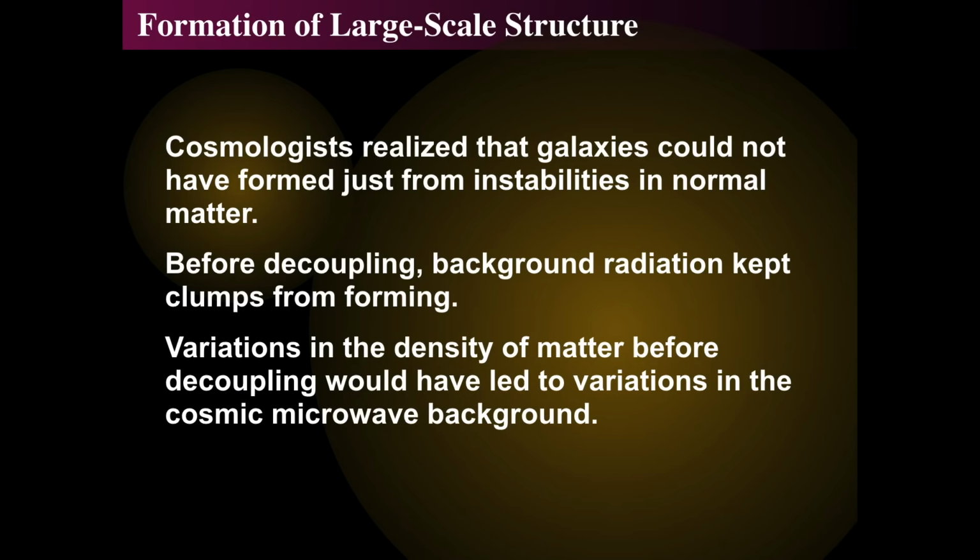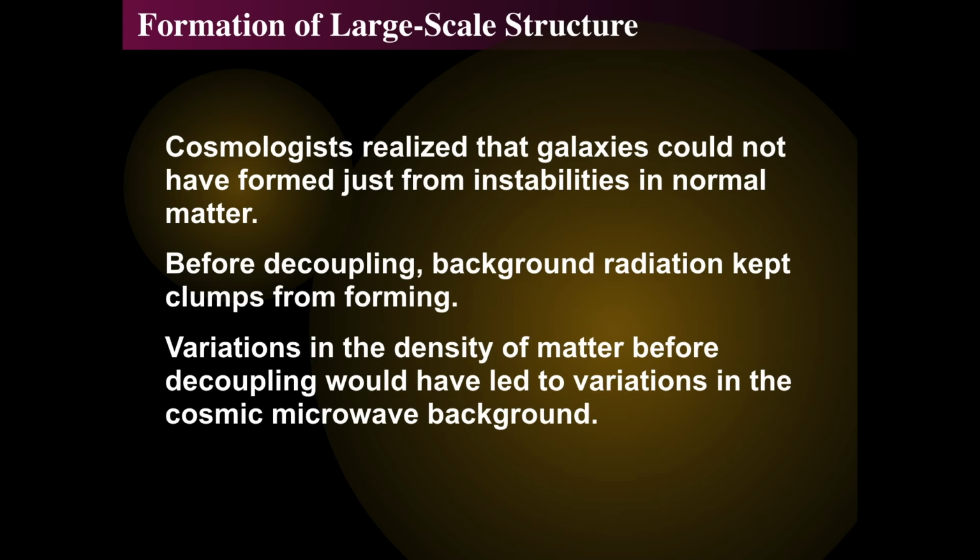All right, so the formation of large-scale structure is interesting because cosmologists and astronomers have known that galaxies can't have formed just from instabilities in normal matter starting from the early cosmos. And this is known because it takes too long for galaxies to fall together. If it was just plain old normal matter, what we see with our eye, and we have 13.8 billion years to create these structures, they do not go fast enough. They can't create the structures we see fast enough.